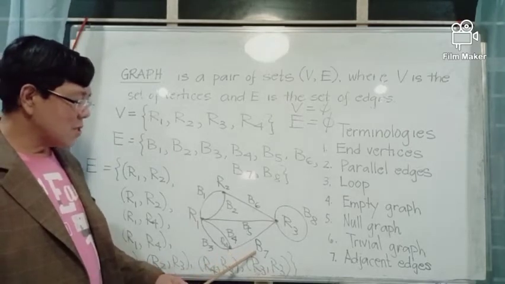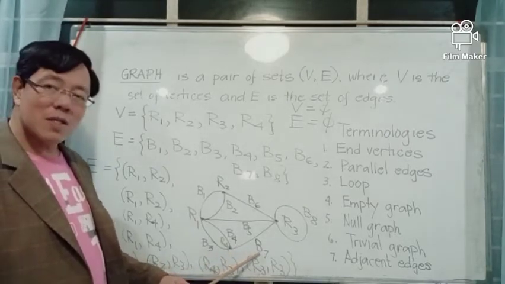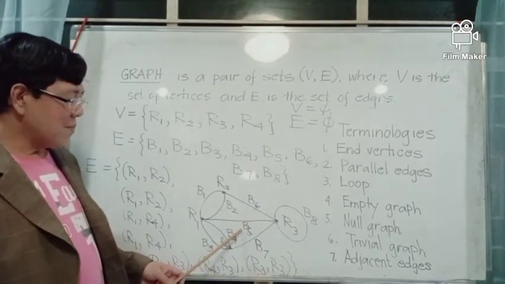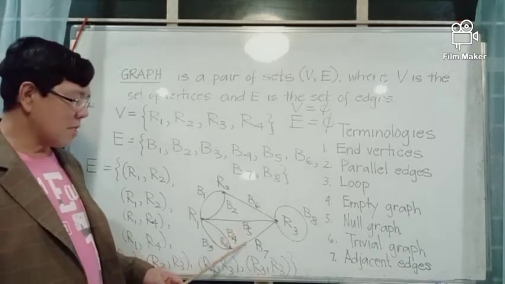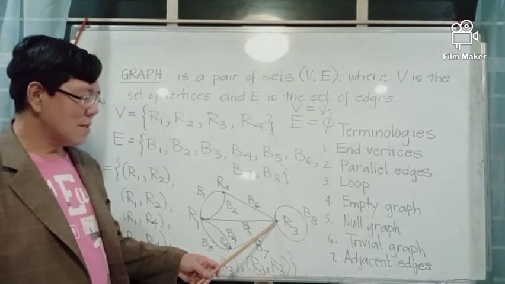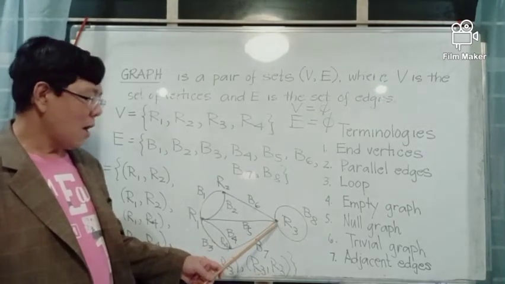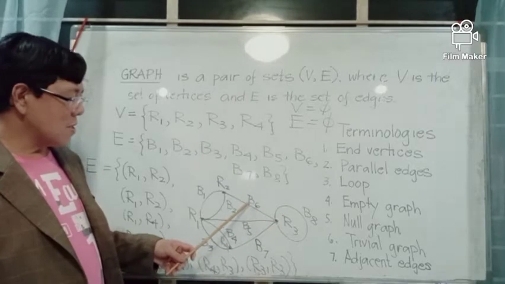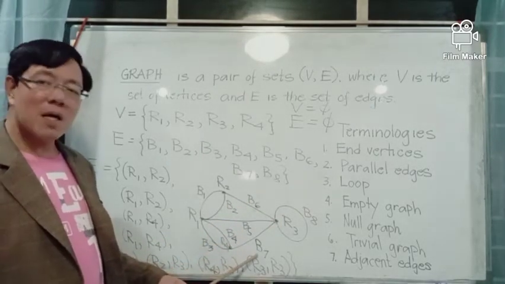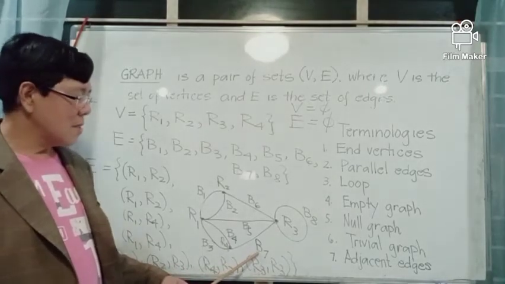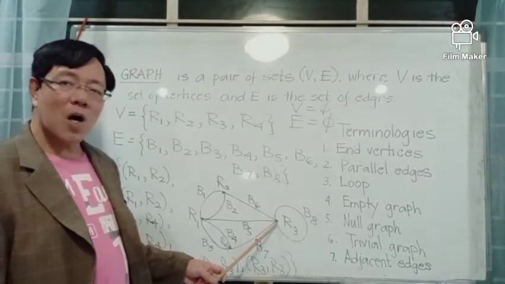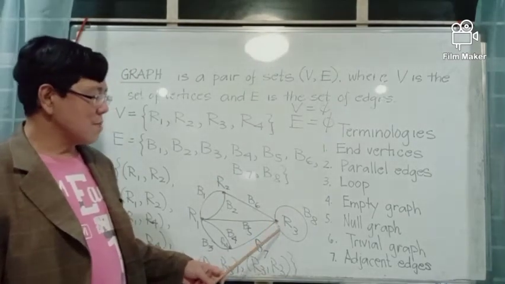Now this edge B7 and B5 are also adjacent edges because they share a common end vertex R3. Also, the edges B6, B5, B7 are adjacent edges because they share a common end vertex R3.